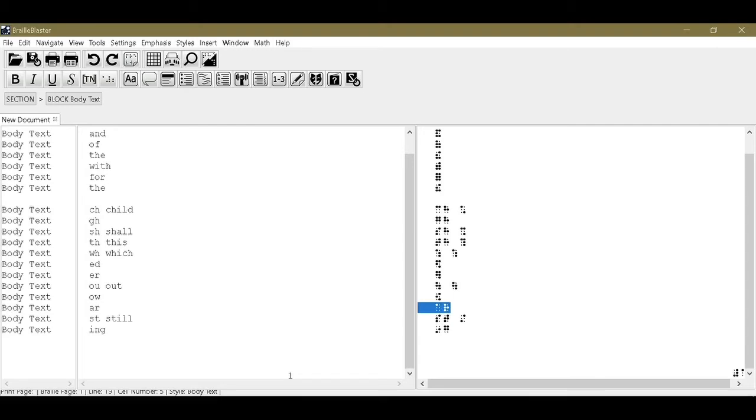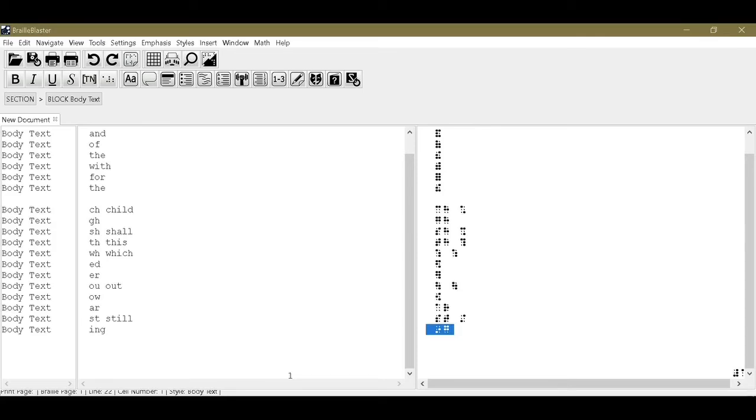ST, still. Okay, so we're looking at still. So you have ST, which is written out, and then the still, and the ST sign is dots 3, 4. And if you use it by itself, it means still. And then ING is also not correct. It's partially correct, but it's not what we would typically use in Braille.